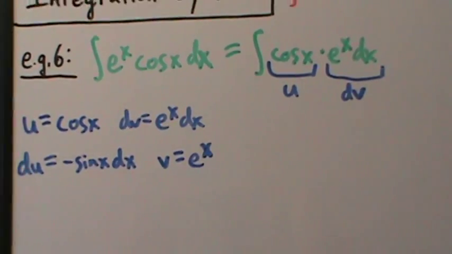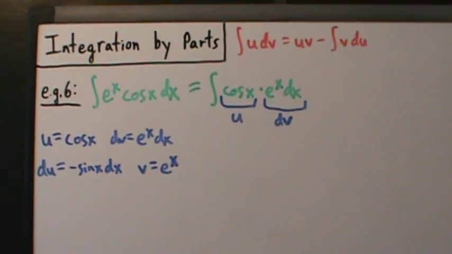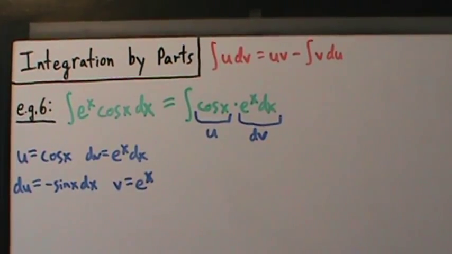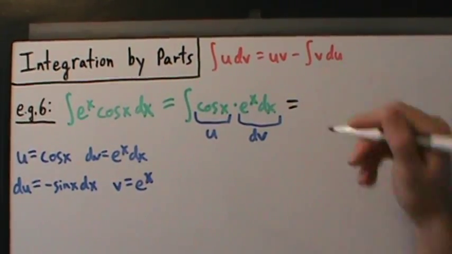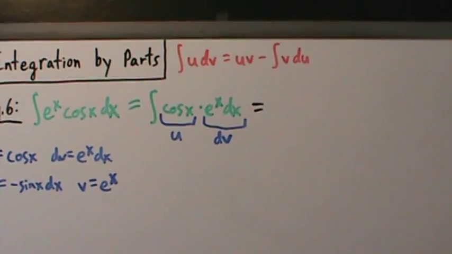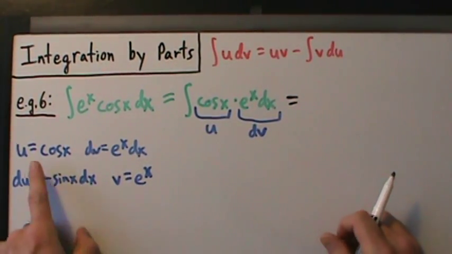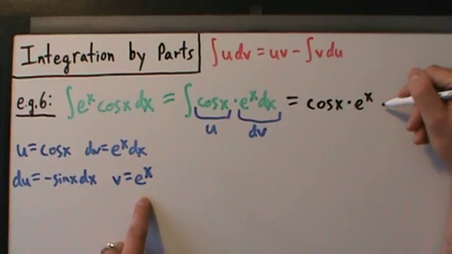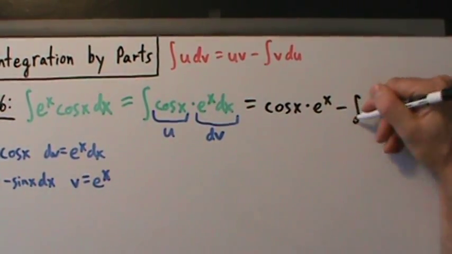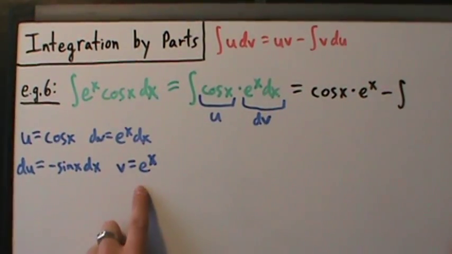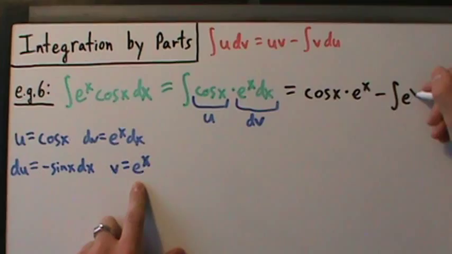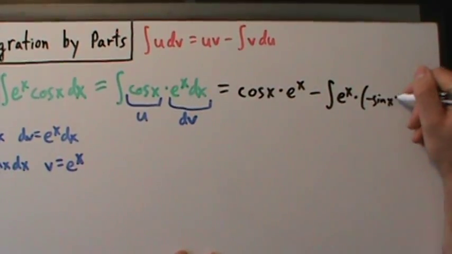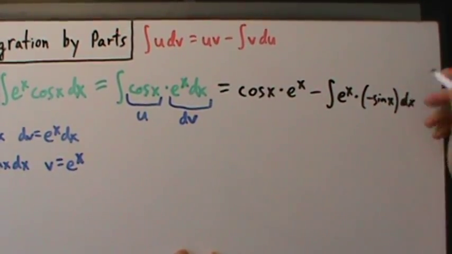Okay, so now what we're going to do is use the integration by parts formula. The integral of u dv equals uv minus the integral of v du. So the integral of u dv equals uv, which is cosine of x times e to the x, minus the integral of v du. And v du is e to the x, that's v, times du, which is negative sine of x dx. So that's what we've got going on over here.